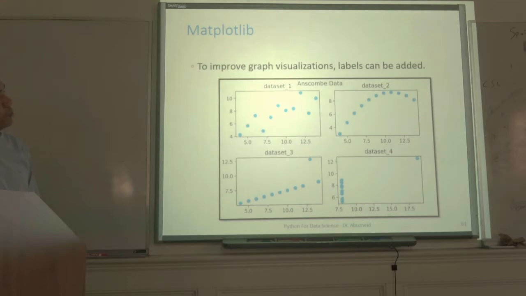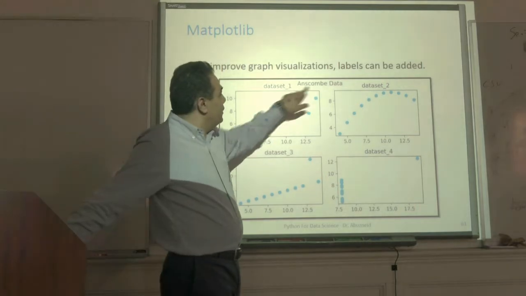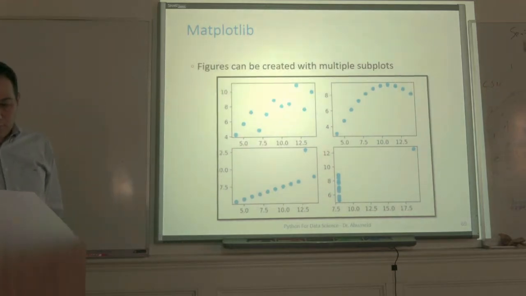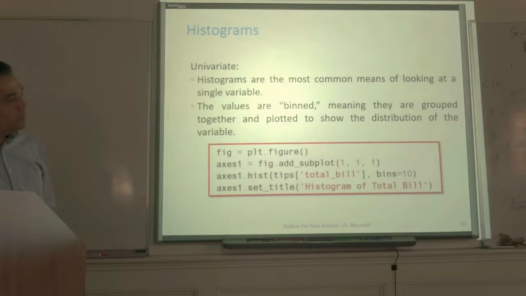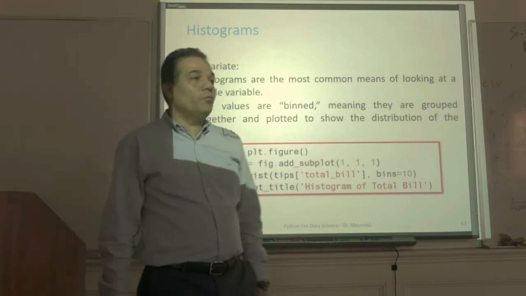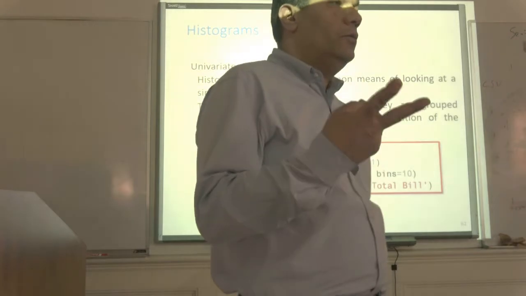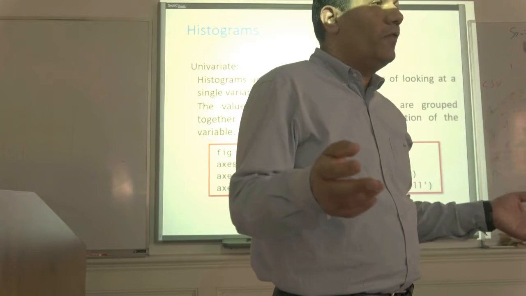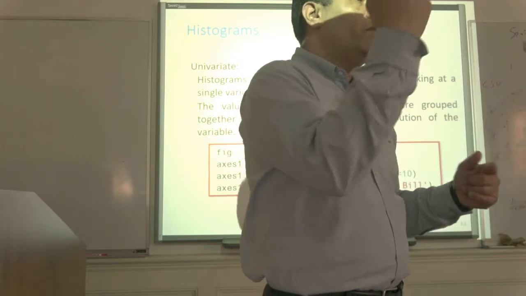To improve the graph visualization, labels can be added. So in here, for example, we have the title. You could have things added. All right. Data could be univariate, with one variable, bivariate, and multivariate, right? The graphs are univariate when you're drawing one variable.